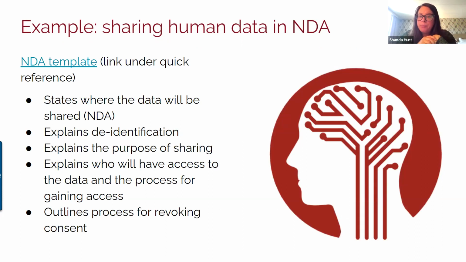So for example, if you are sharing data in the National Data Archive, they require that the informed consent states that the data will be shared in NDA. It explains the de-identification process in full. It explains the purpose of sharing the data, who will have access to the data, and the process by which that person gains access. And it outlines the process for revoking their consent for data sharing. So it's very extensive.